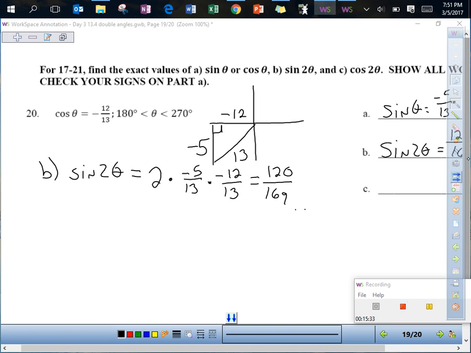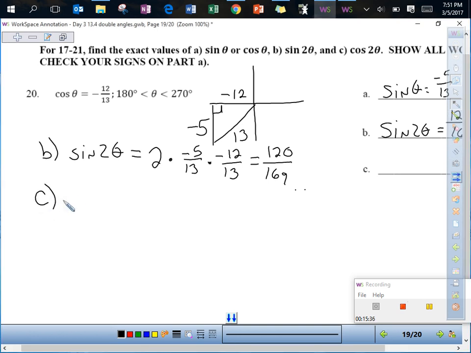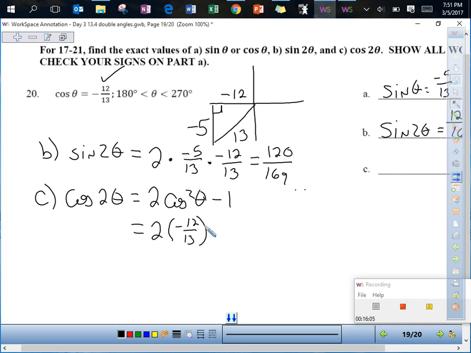Let's go get cosine of 2 theta. Really, this is the only one you have to think on a little bit. Since I'm given the cosine value, I'm going to use the formula that says 2 cosine squared theta minus 1. If you were in class, you would have heard myself and Miss Denahan repeatedly say it really doesn't matter which formula you use, you're going to get the same answer. So I'm going to have 2 times negative 12/13 squared minus 1.